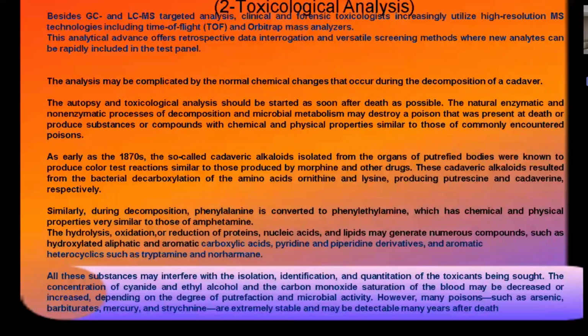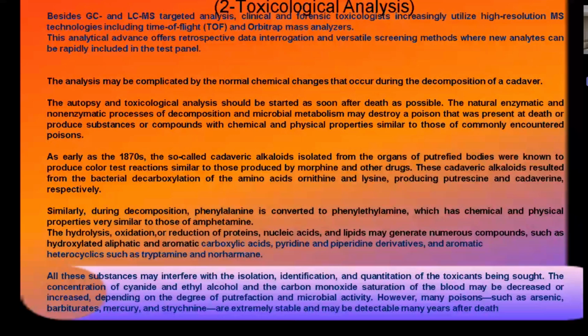We should be able to recognize what compounds can be present if toxicity has occurred and enzymatic decarboxylation has occurred. Similarly, in many cases phenylalanine gets converted to phenylethylamine. It also has properties similar to amphetamine, and it will show different types of symptoms. Hydrolysis, oxidation, and reduction of proteins and nucleic acids occur, and there will be changes. There may be presence of compounds like tryptamine and norharmane, which are psychoactive compounds that will show deleterious effects.